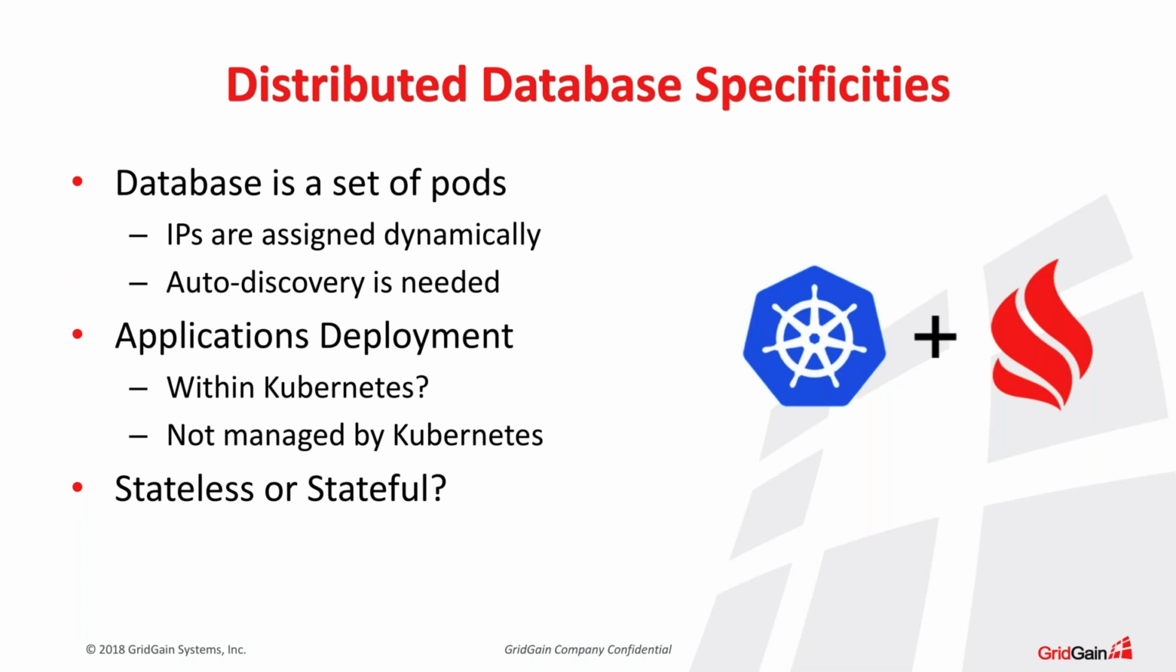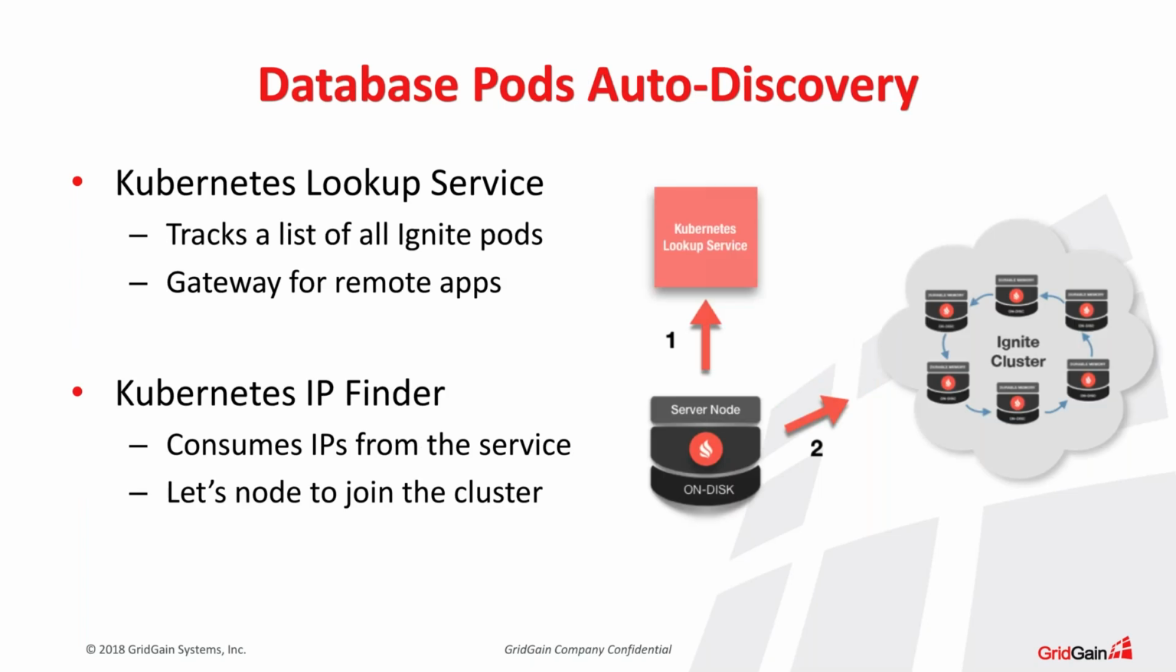So now let's review the first 2 points. How can a distributed database such as Ignite be deployed within Kubernetes if we don't know the IP addresses of our nodes in advance? The idea is pretty simple. We know that in Kubernetes we have services, and you can configure a service in such a way that it will track all the IP addresses of the pods you need.